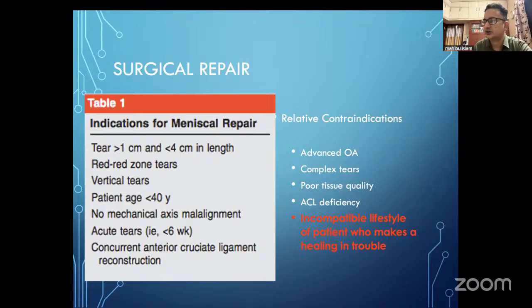Relative contraindication for meniscal repair include advanced osteoarthritis, complex tear pattern, and poor meniscal tissue quality, which reduce healing potential. ACL deficiency can impair joint stability, compromise repair success. Additionally, a non-compliant patient or high-risk lifestyle may hinder the post-operative healing, making conservative or alternative treatment approaches more appropriate in such cases.